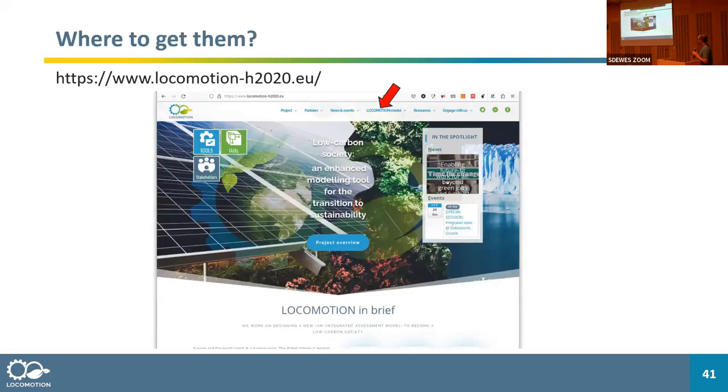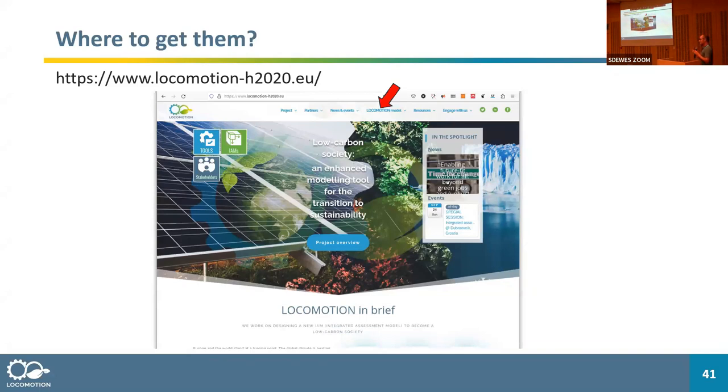And yeah, those were the three main modeling apps of Locomotion. And if you want to know more, you can go to the website. You've been referred to the website before. So just go to the website and look on this Locomotion Models tab. And here you will see all the information.